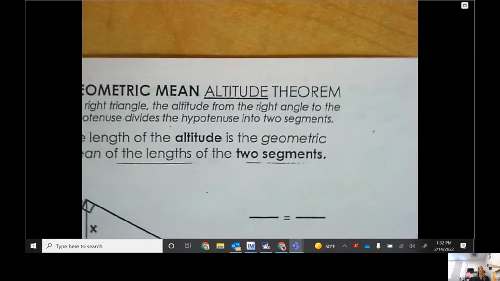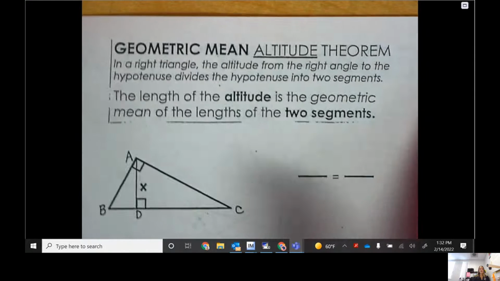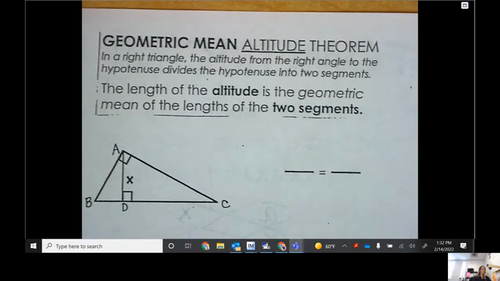So we got 2 theorems today. First one is the altitude theorem. Can I have somebody read that little blurb there for me, please? I want to read. Hey, go for it.